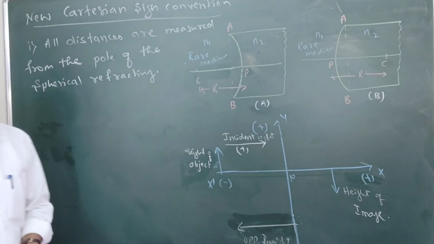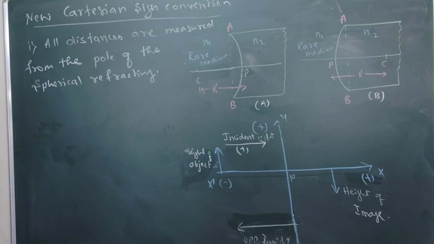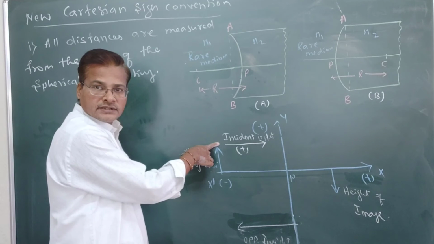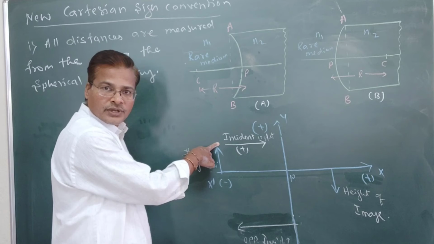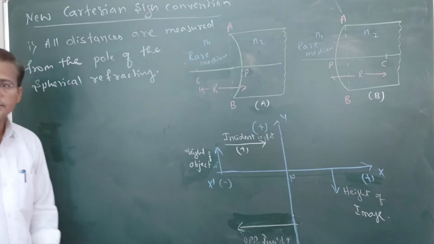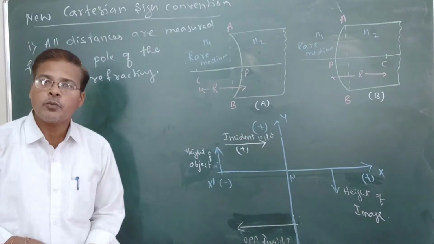Now second point we are going to see: the distance measured in the direction of propagation of light is taken as positive. So the distance which is measured in the direction of propagation of incident light will be taken as positive.